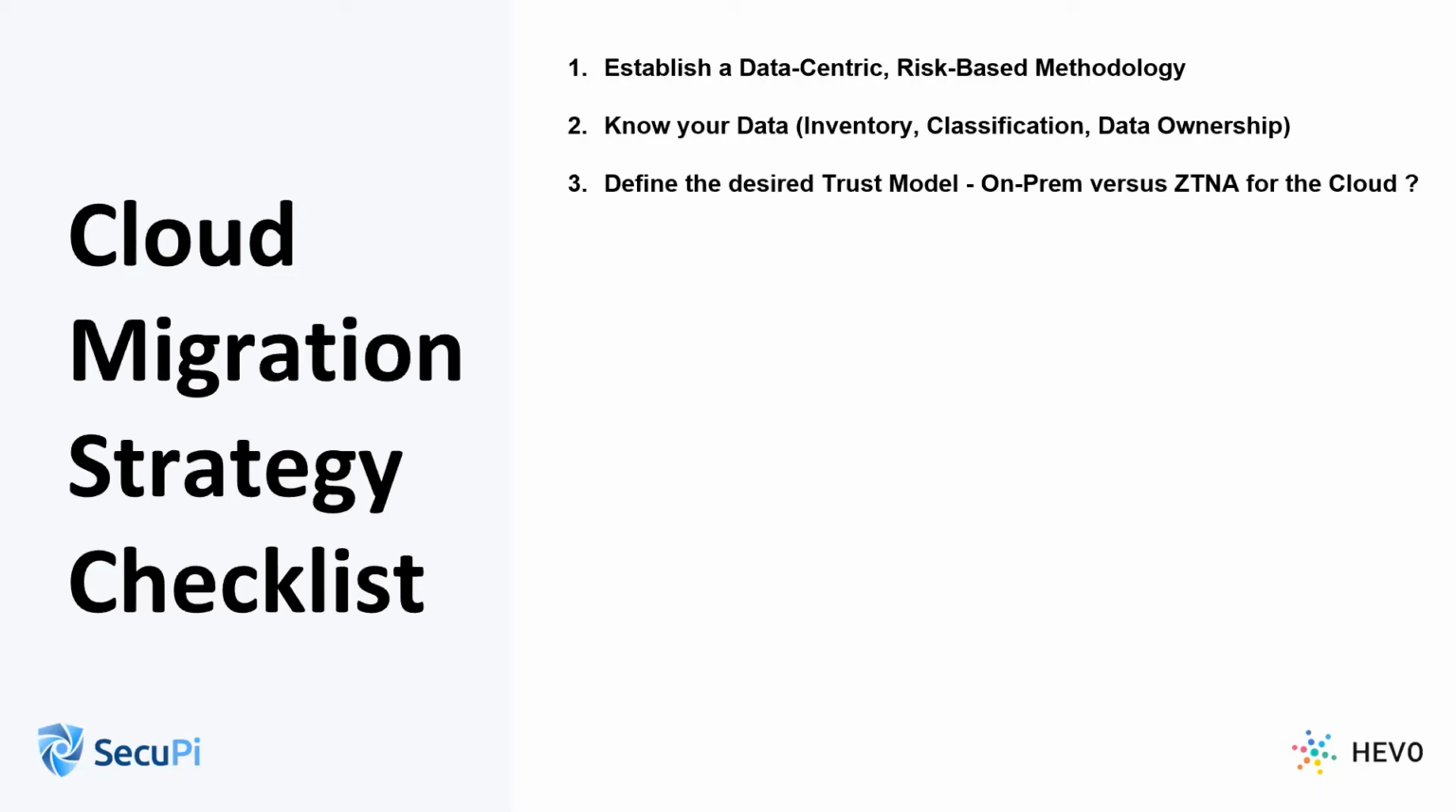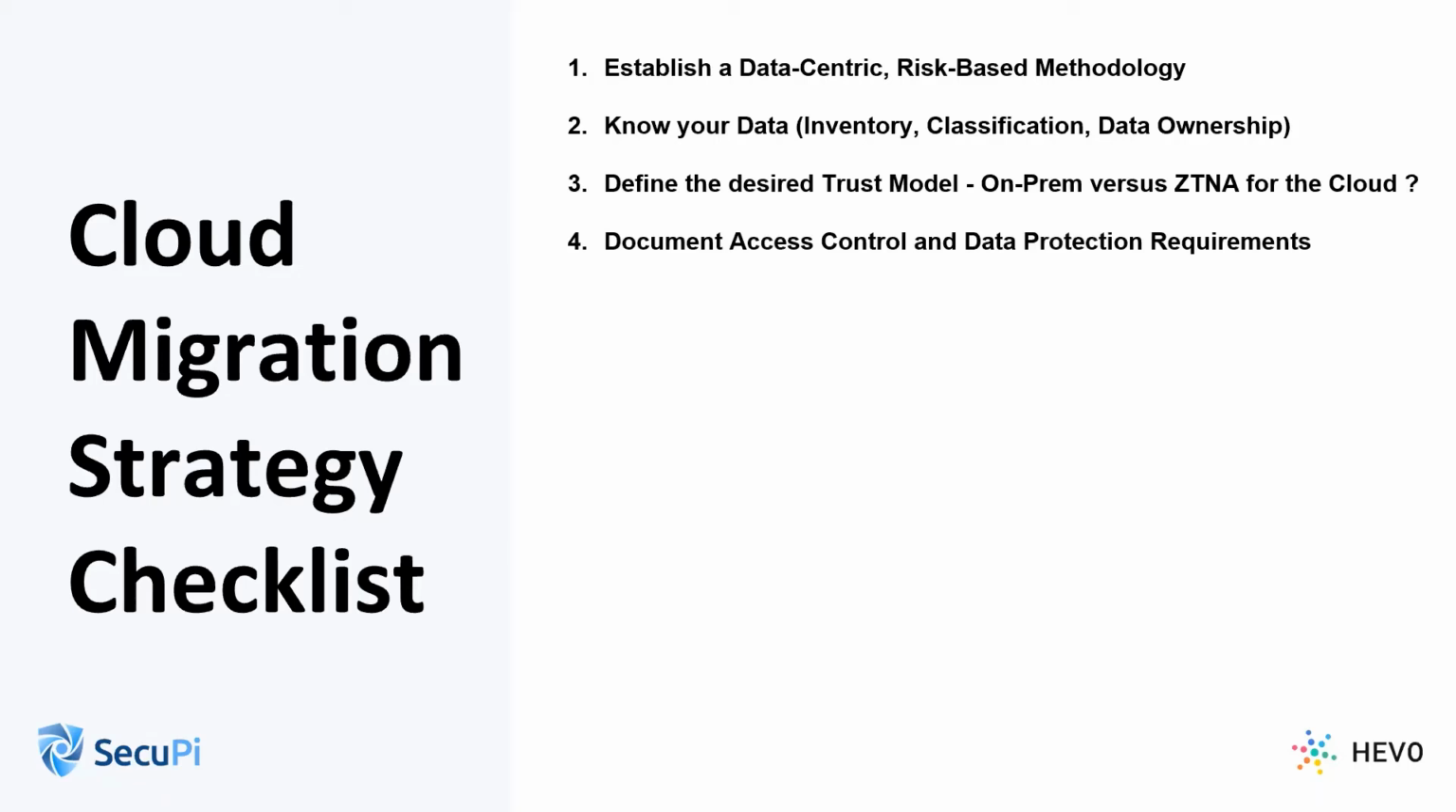Define that desired trust model, as I mentioned earlier. On-prem might be very different from when you move to the cloud. If you want a zero trust network architecture, for example, in the cloud, then that means putting certain types of controls, de-identification and things like that in place, so you can confirm that this is a zero trust architecture.